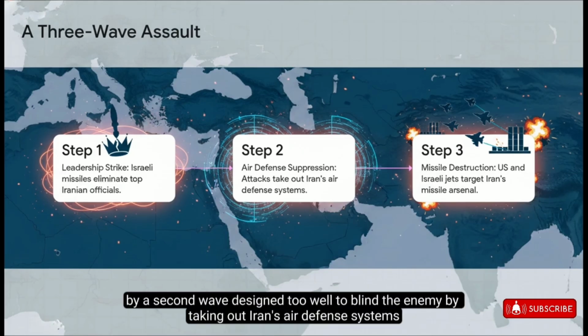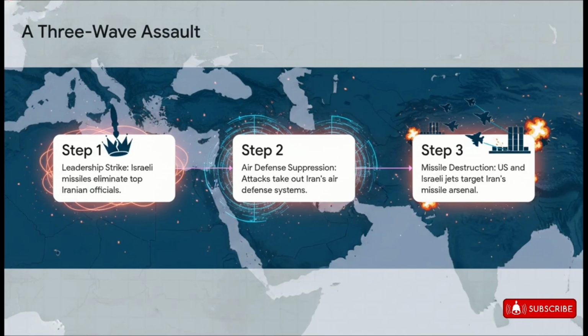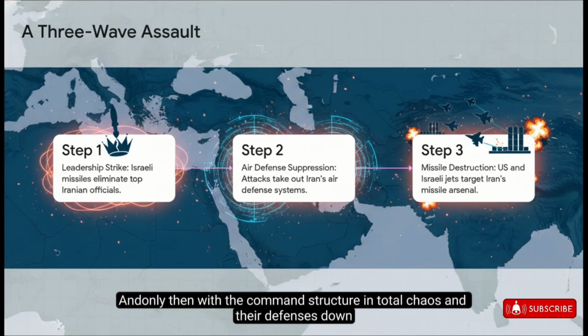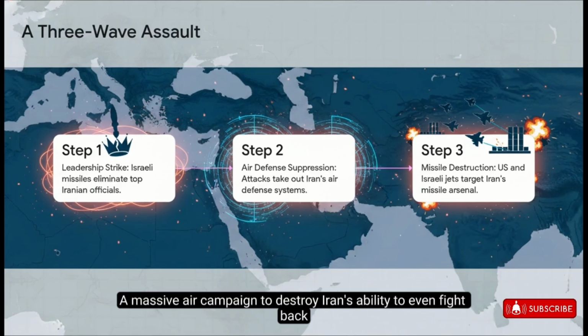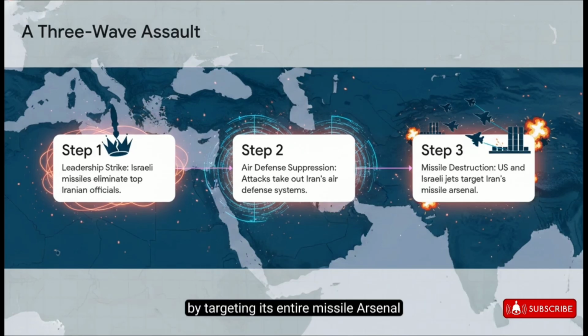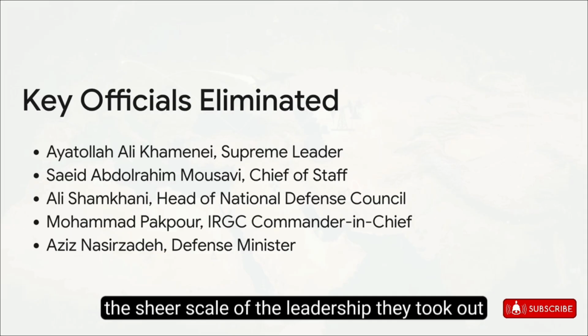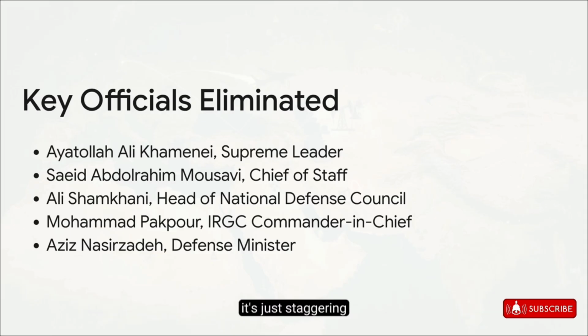That was followed immediately by a second wave designed to blind the enemy by taking out Iran's air defense systems. And only then, with the command structure in total chaos and their defenses down, did the third and largest wave begin. A massive air campaign to destroy Iran's ability to even fight back by targeting its entire missile arsenal. I mean, the sheer scale of the leadership they took out, it's just staggering.